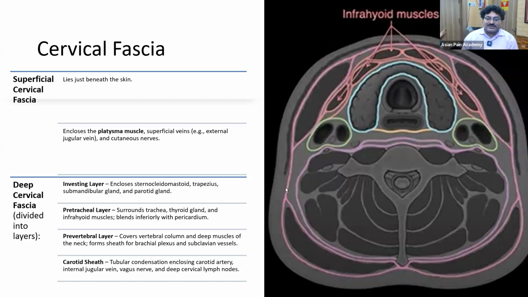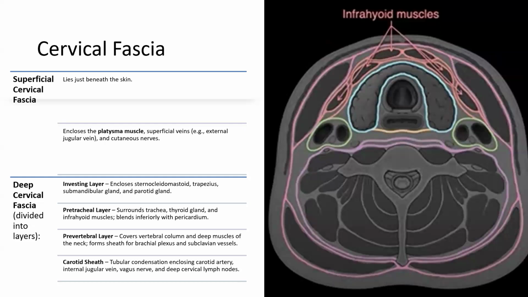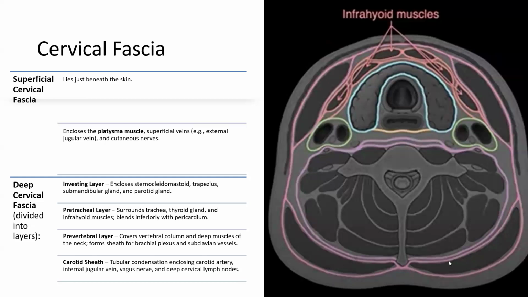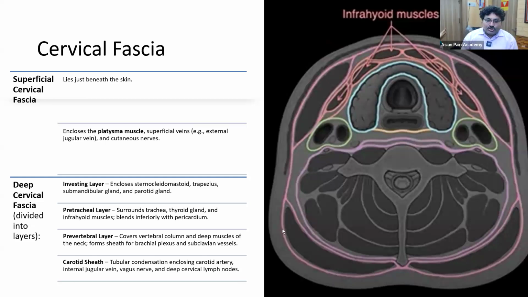This layer is known as the investing layer of the deep cervical fascia. This fascia encases two important muscles from anteriorly. It is this muscle. Can anyone tell what is the name of this muscle, where my cursor is? Please, anyone from you? Sternocleidomastoid. From the posterior side, and someone else from the posterior side, what is this muscle? Trapezius. Yes. So, the investing layer of deep cervical fascia encases these two important muscles.